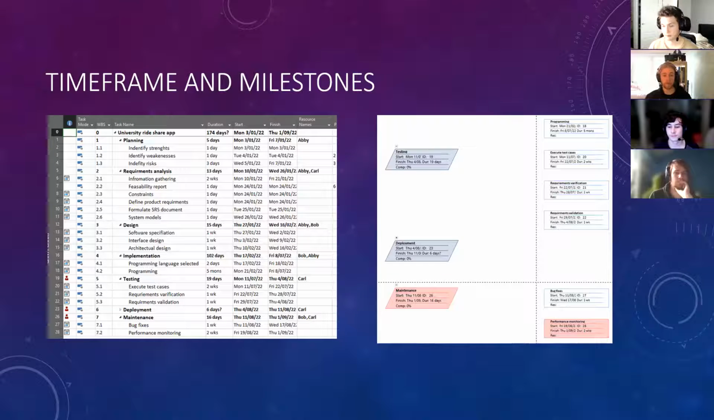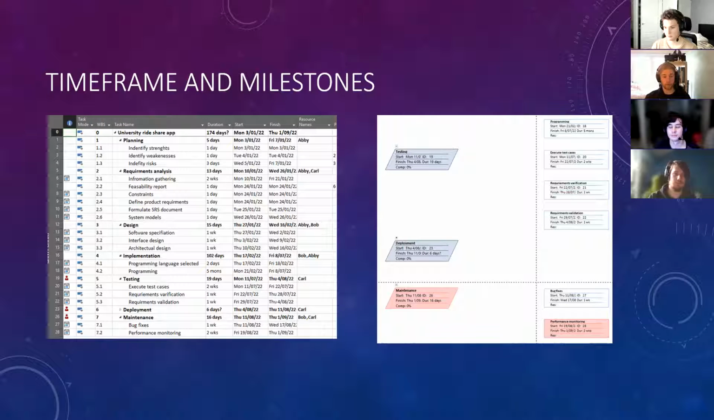In the next section, we have the work breakdown structure, as seen in the left image there. The work breakdown structure simply uses Microsoft Project to formulate each individual task and subtask within the project management plan. For instance, we've got analyzing the requirements as one of the first stages in the planning. The strengths, weaknesses, and risks of the project are identified in the planning section under the subtask of the University RideShare app.